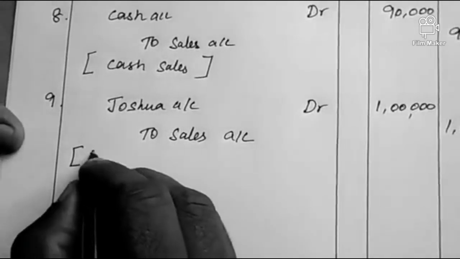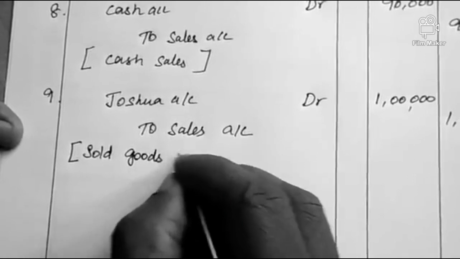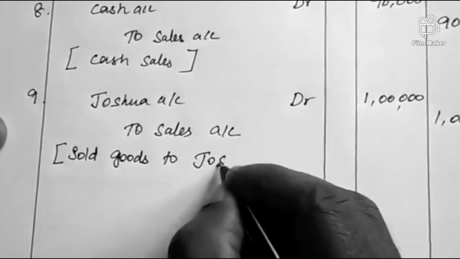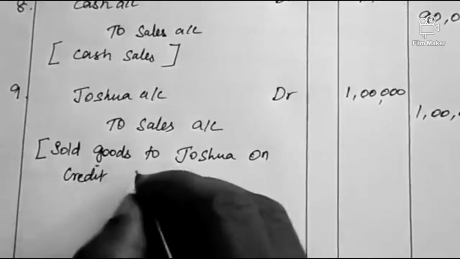Narration: sold goods to Joshua on credit basis.